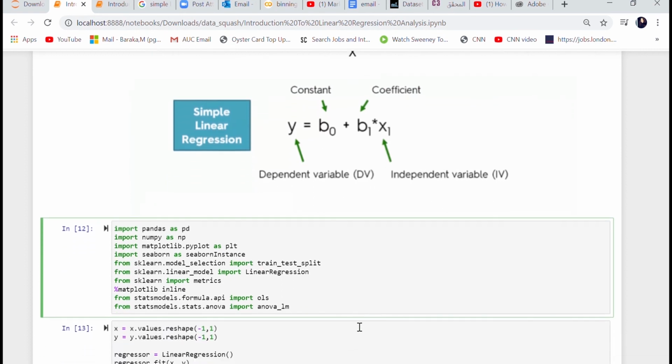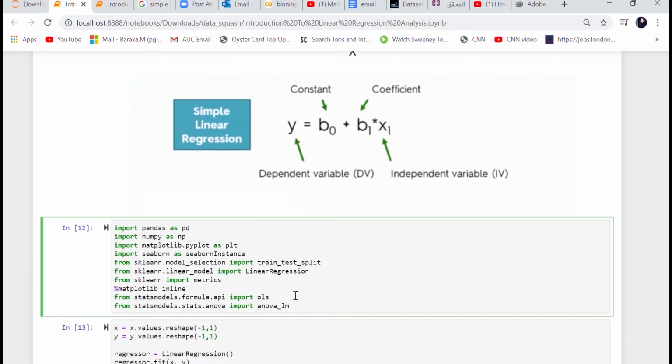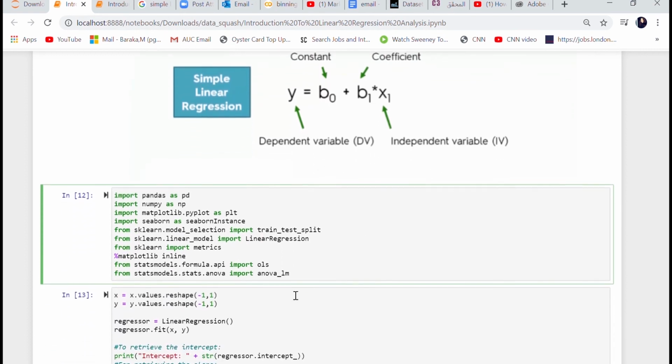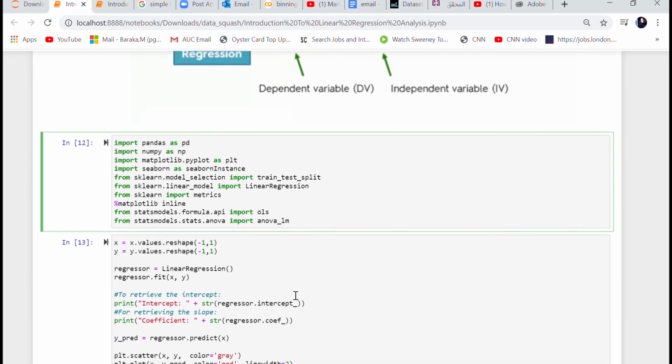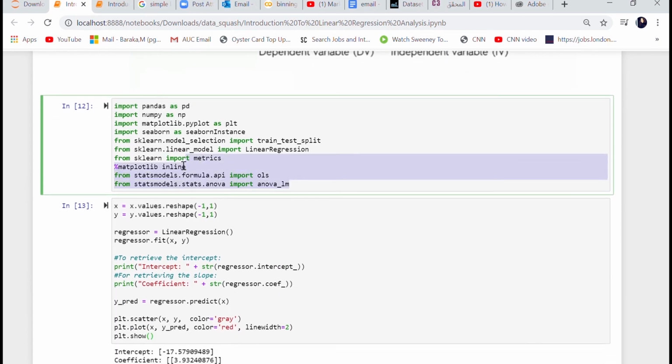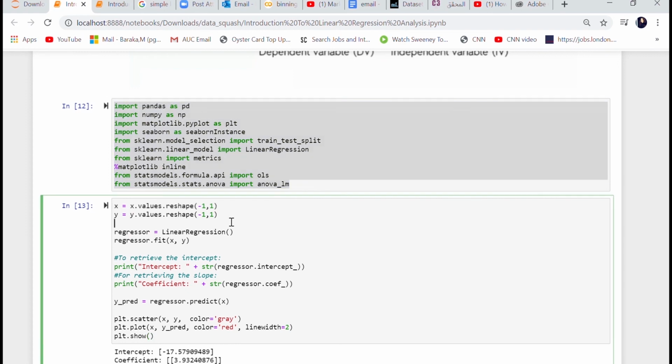So we're just going to do a very simple and fast fitting of the model for the data that we have. So these are all the imports that I have to do, and then we just have to reshape the x and the y. We're going to use the linear regression model, and then we fit the x and the y, and I'm going to print the intercept and coefficient.